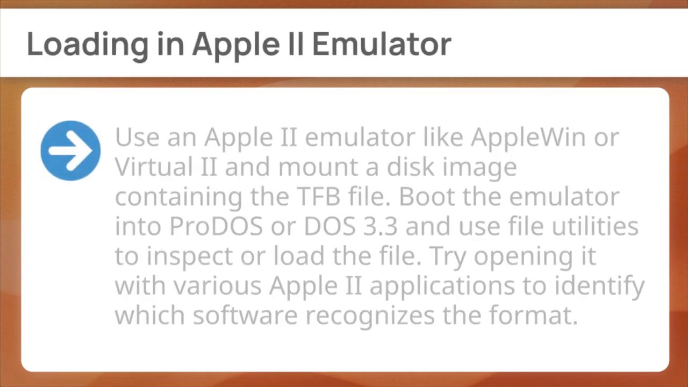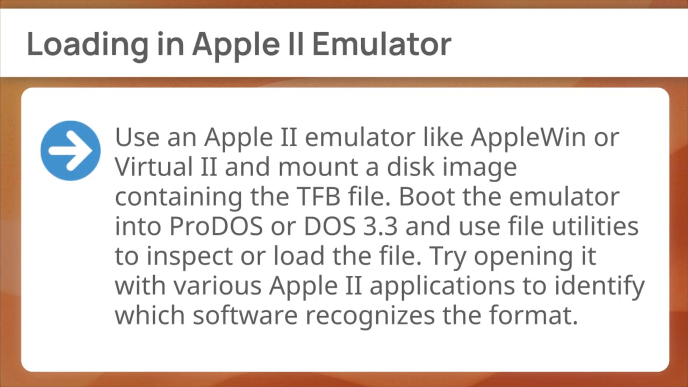Next, loading an Apple II emulator. Use an Apple II emulator like AppleWin or Virtual II and mount a disk image containing the TFB file. Boot the emulator into ProDOS or DOS 3.3 and use file utilities to inspect or load the file. Try opening it with various Apple II applications to identify which software recognizes the format.